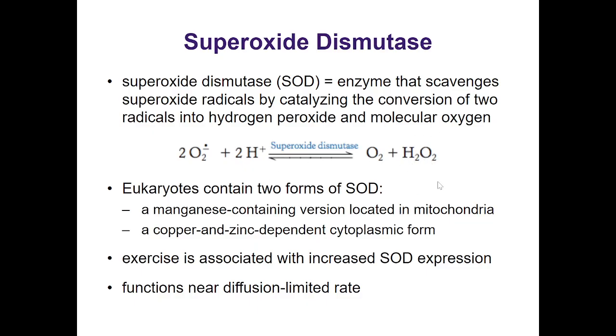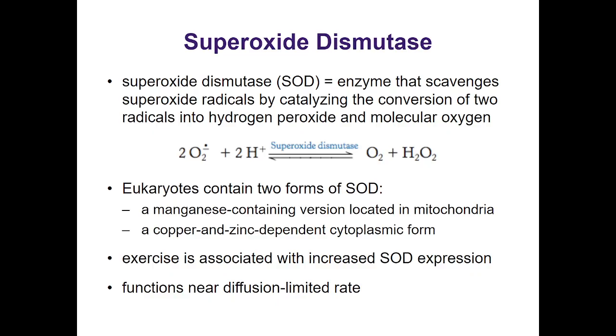Eukaryotes actually contain two forms of SOD. We have a manganese-containing version located in the mitochondria. We have a copper and zinc-dependent cytoplasmic form. Interestingly enough, the two supplements that seem to have some of the best effects for mood elevation, anti-aging, disease prevention, keeping you healthy enough to fight off diseases. Anybody know what those are? They're manganese and zinc.